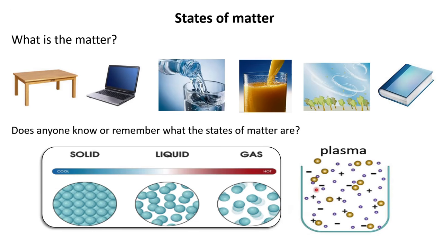In fact, there is a fourth state of matter called plasma, which means superheated ionized gas made of positive ions, like this, and free electrons that can conduct electricity. Later, we will explore plasma in more detail.